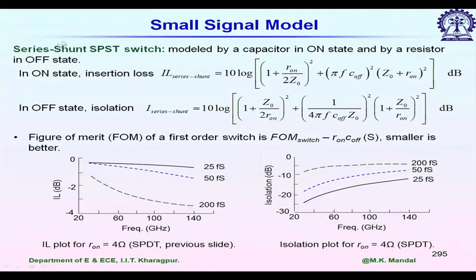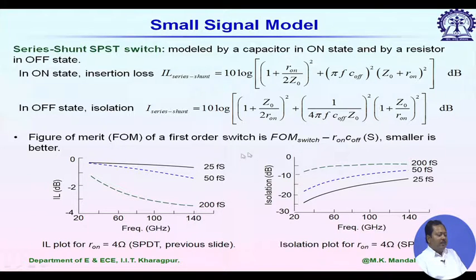Now again, if we calculate S21 for this case, in on state the insertion loss or S21 is given by this expression, which now becomes a function of R on, C off and frequency. For isolation, when the switch is off, S21 is equal to 10 log of this function. So, it is also a function of frequency, capacitance and R on series resistance.